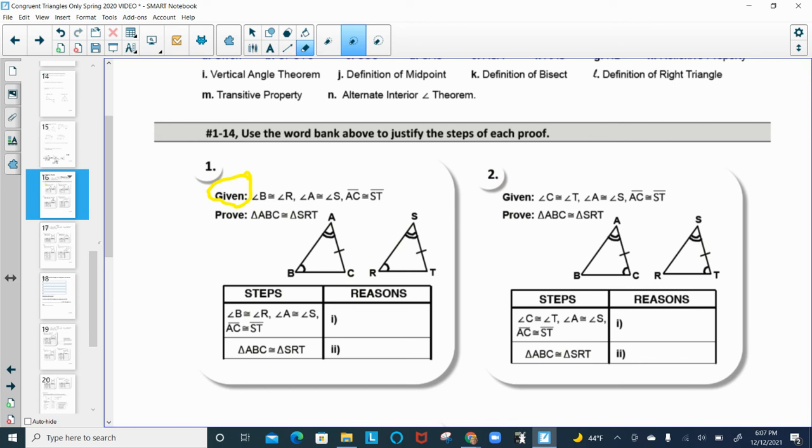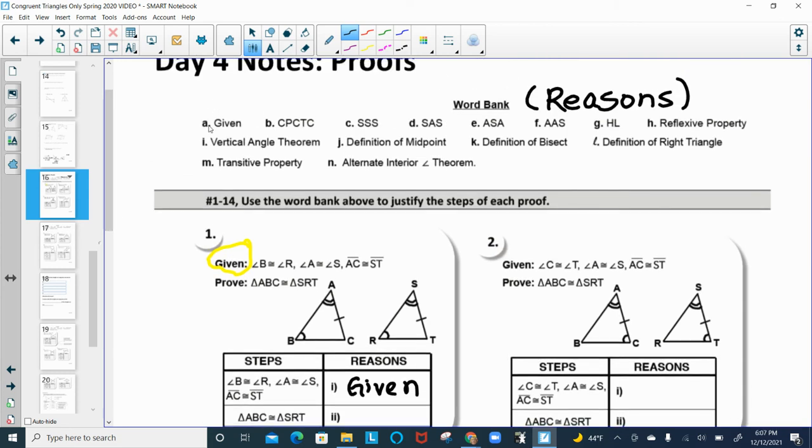So in this particular proof, in the first few proofs, these are very short. The first reason, when you see the given information, is given. And if you don't want to write the word given in there, you can come up here and pick letter A. I'll put A here. So the reason that we can say angle B is congruent to angle R, angle A is congruent to angle S, and AC is congruent to ST, is because the information was given to us.